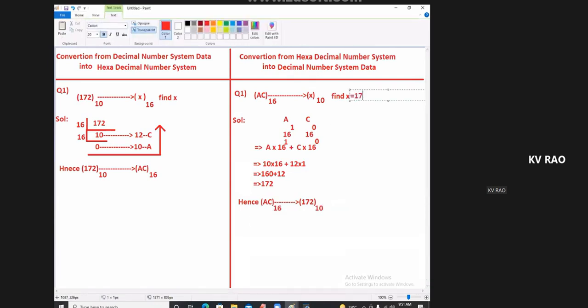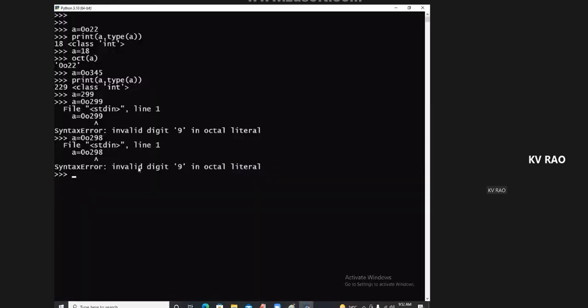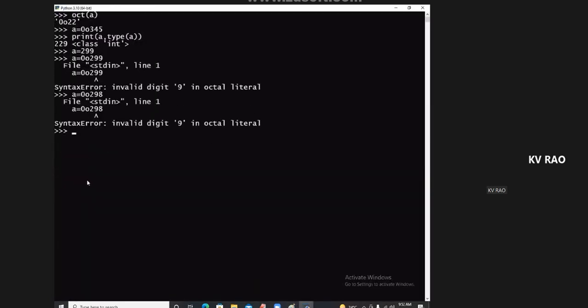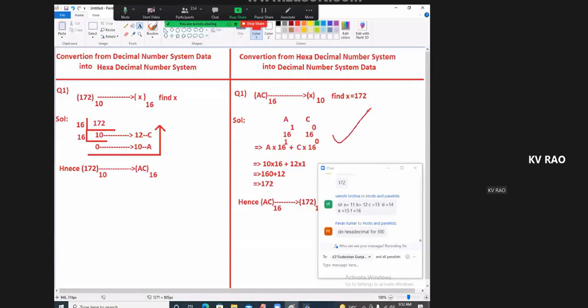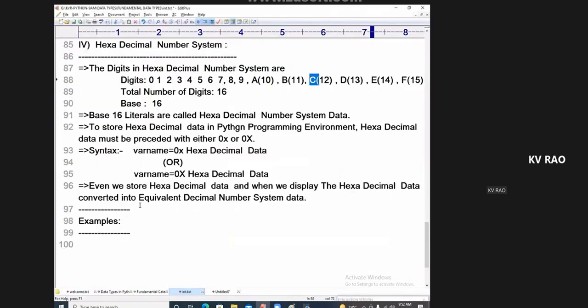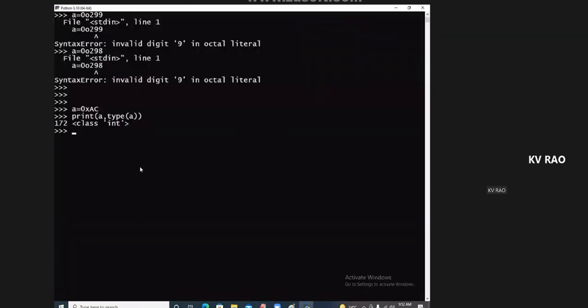Like this, let us go back to the Python environment. Here I'm going to write A is equal to 0xAC. Be careful, because some students are unable to understand capital letters and small letters. 0xAC. Print of A, type of A. This is a hexadecimal. In the second window, press the enter key: 172.